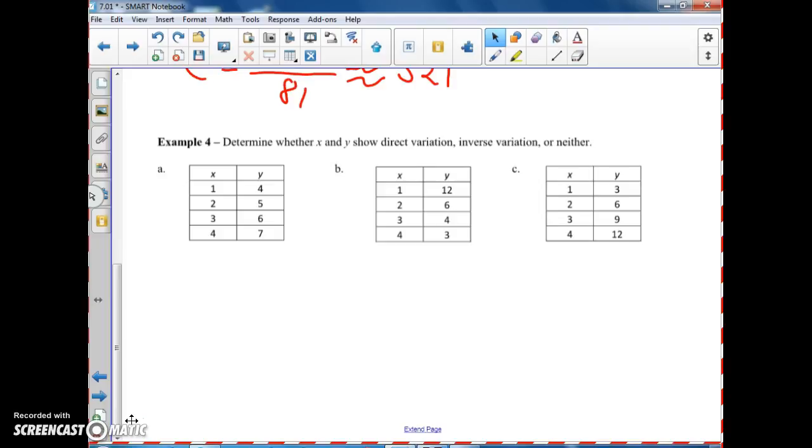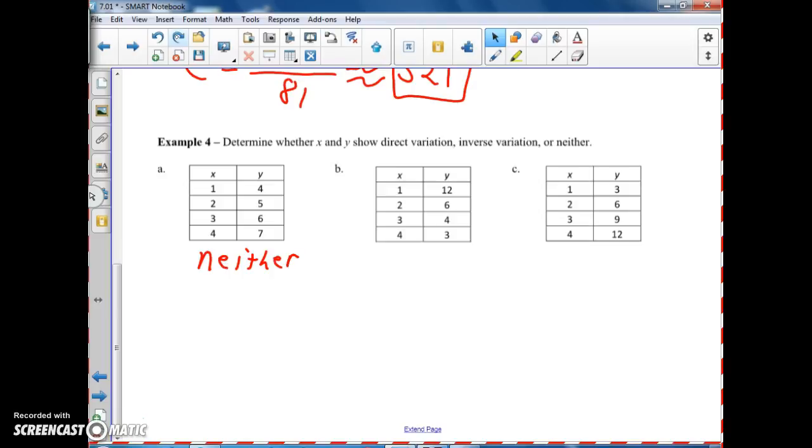Okay, let's look at the other one. How much is 1 divided by 4? 0.25. We'll do a decimal. 2 divided by 5? 0.4. 3 divided by 6? 0.5. You're not getting the same number. What's the answer going to be here? Neither. You got it. A is a neither. Neither of those work out.